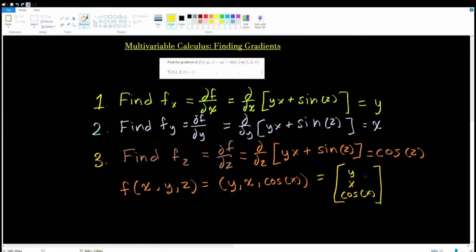Okay, so our next step is to substitute, since we have x, y, z, but they're giving us 1, 2, and pi for x, y, and z respectively. So now let's substitute them in. I'm going to do it in this vector form. This would equal y, which is 2, then x, which is 1, and cos of pi.